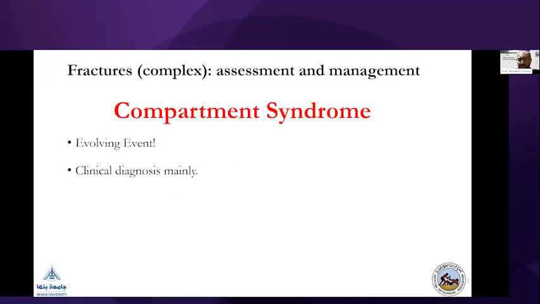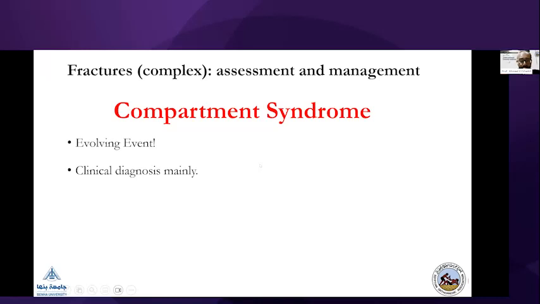Compartment syndrome, this is a red light that all of us should be looking at. It's an evolving event. It's not a one-time diagnosis. So you will see the patient, you find some tense calf, you find some pain with passive stretch, and then leave it for 30 minutes, 60 minutes, re-examine, and you will find that these things are getting worse. It's an evolving event. Once it started, it will continue.